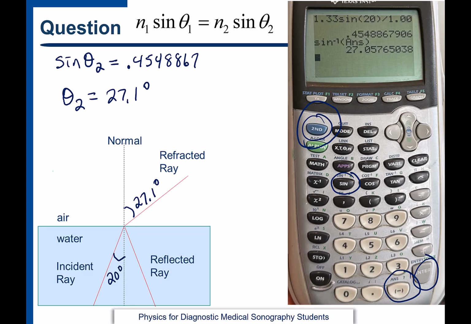Let me just remind you that although we didn't talk about it for sound, this idea of sound waves changing direction at an interface from one medium to another is exactly the same as for light waves. So this is very relevant to ultrasound, that we always get some of the sound reflected as well as some of it transmitted or refracted.